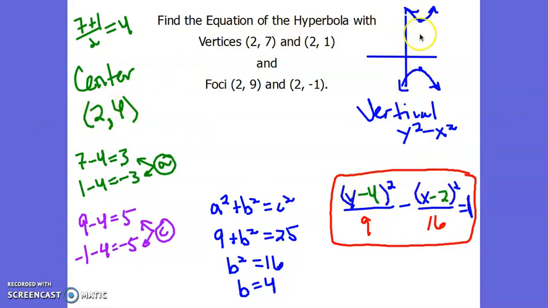I knew that it was traveling vertically because I plotted those two vertices, or at least sketched them out, which means that it's y squared minus x squared. And I also know that, again, that vertex to center, 3 units is a, so that's a 9 for a squared. And I used the foci to get c. C squared and a squared, finding us b squared at 16, and we've got our equation.